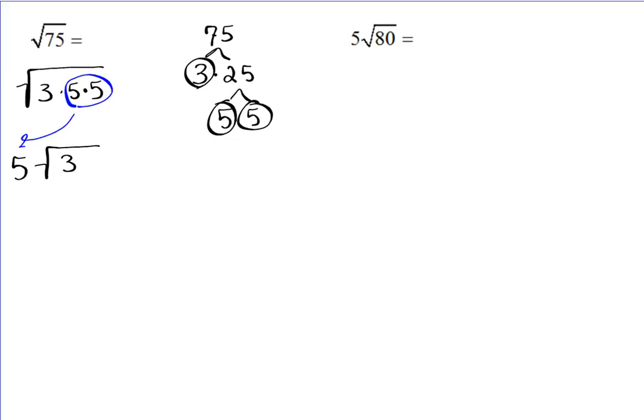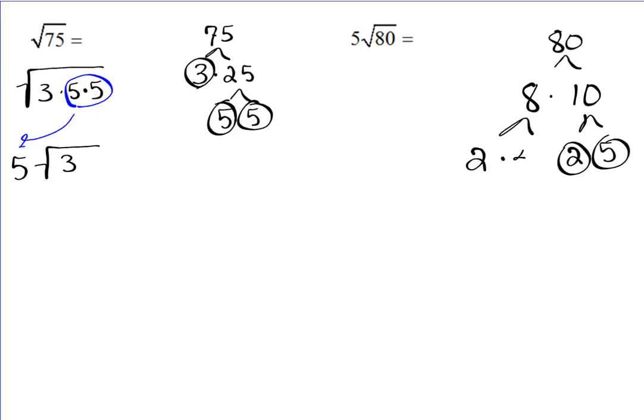Now, let's do one with a number already on the outside. 5 times the square root of 80. Well, that means I'm going to have to factor 80. Now, let's see, that's 8 times 10. Neither one of those are perfect. 10 is 2 times 5, and these are prime. And 8 is 2 times 4. 2 is prime. And 4 is 2 times 2.